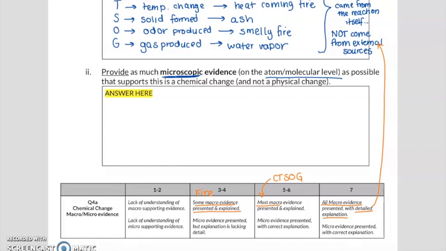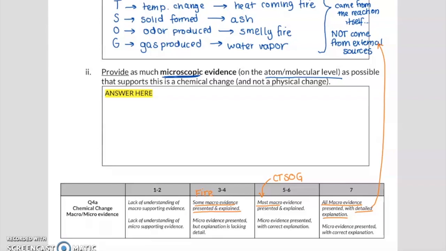Moving on to our microscopic evidence, this is the stuff that we can't see. This is our theory of what's happening at the really tiny level. The most basic thing to notice is that there is a new substance being created in this reaction. Okay, moving on to part II, the microscopic evidence. This is the really tiny stuff, the things that we can't see, like atoms and molecules. The first thing that you should be realizing is that there is a new substance being created. New substances being created is evidence of a chemical reaction.